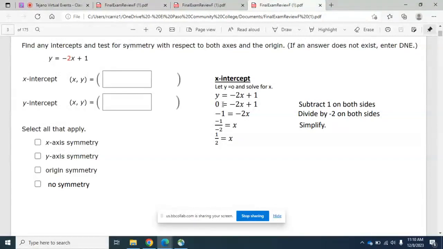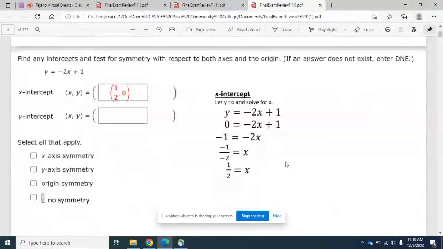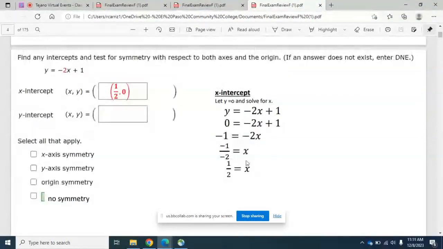So then we have 0 is equal to minus 2x plus 1, and we're going to go ahead and solve for x. So we'll subtract 1 on both sides, divide by negative 2 on both sides, and we get that x is equal to 1/2. Okay. So our point here is x equals 1/2 when y was equal to 0.